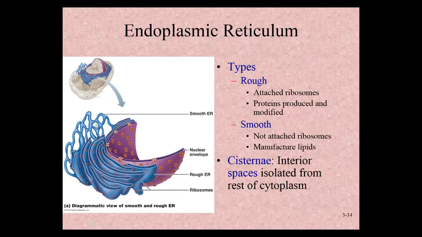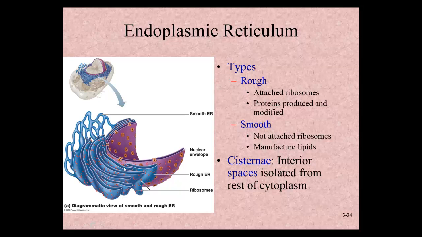So we have the smooth ER and the rough ER, a large network of membranes extending throughout the cell. Again, the rough ER is continuous with the nuclear membrane, so you'll always find the rough ER very close to and surrounding the nuclear membrane.